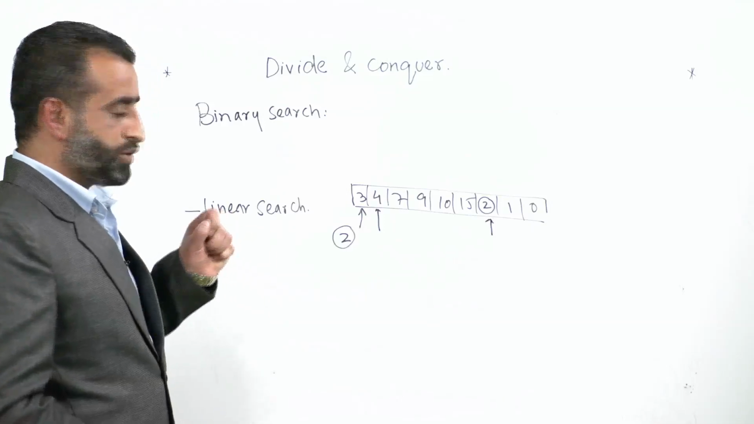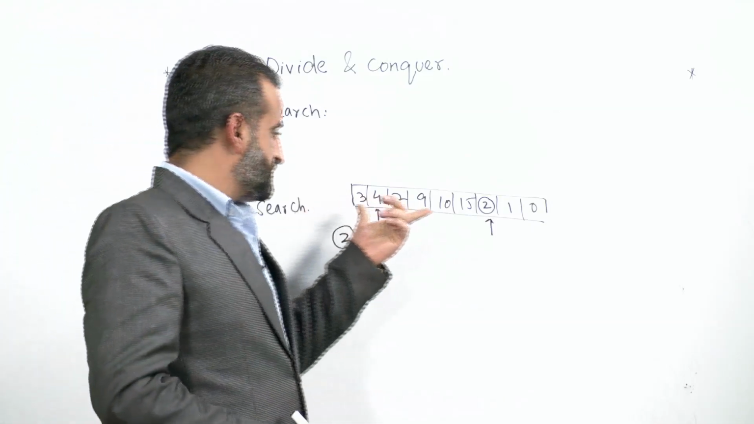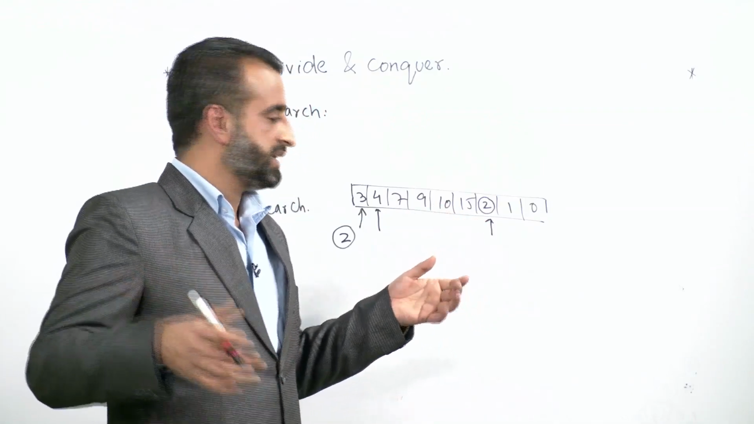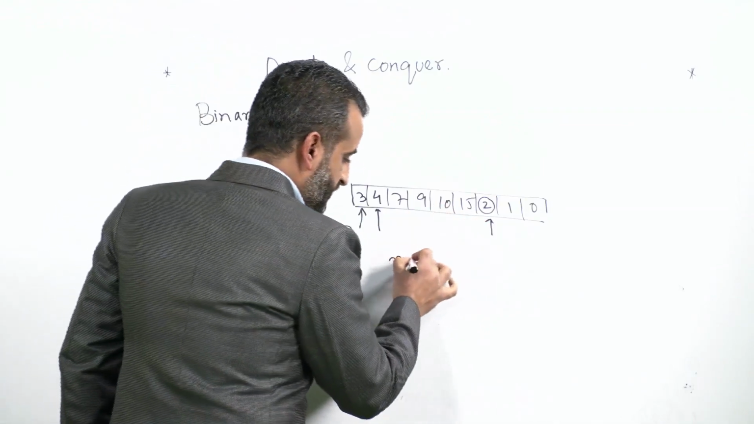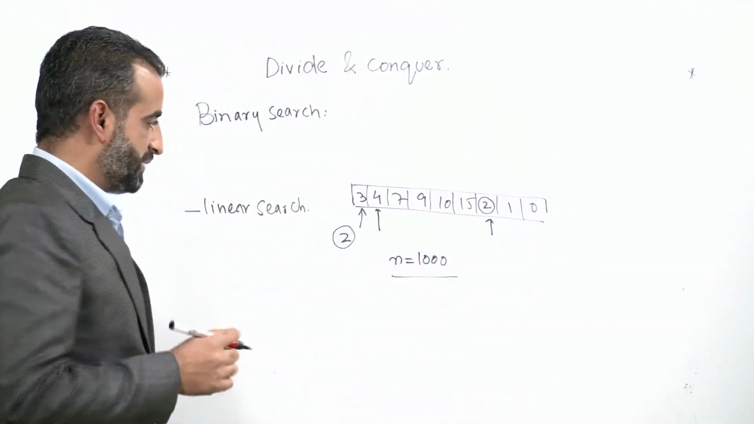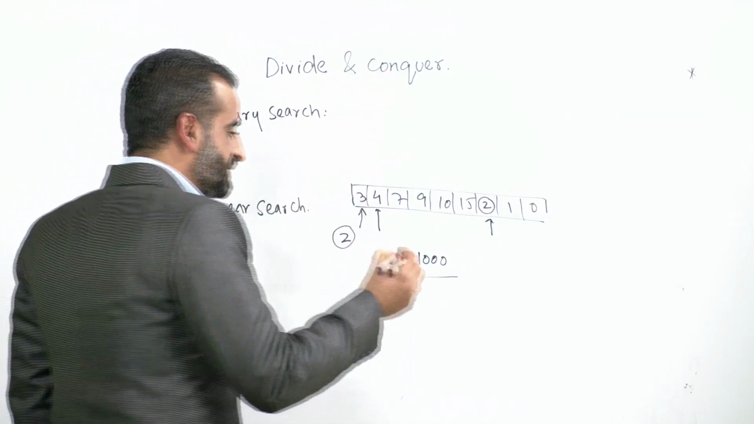The problem with this approach is that if the size of the array wherein we are looking for the element is very large, let's assume our n is equal to 1000 in this case, and let's assume the element that I am looking for is the 1000th element.